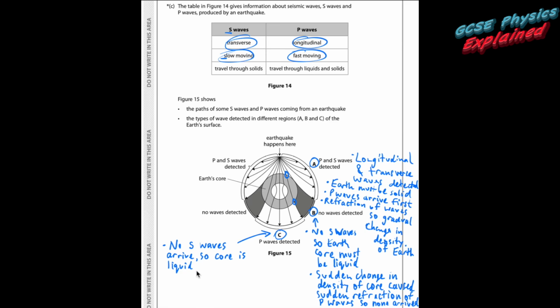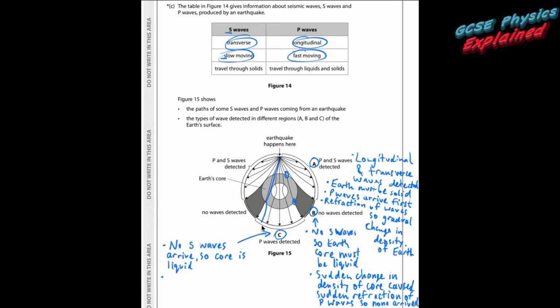Now there are other things that they will accept, such as some of the P waves would arrive here before some of the other P waves, depending on which path through the core it's gone. These P waves here have actually gone through the central solid part of the core, so they would travel faster and arrive quicker than P waves that have just gone through the liquid part.